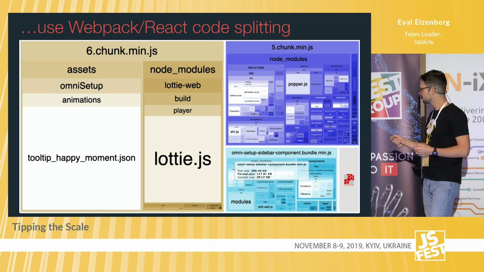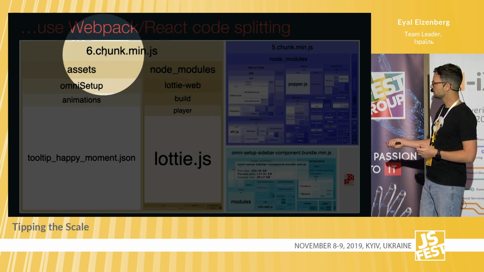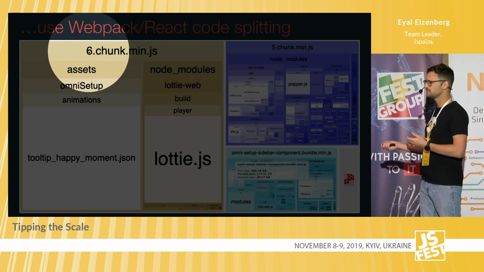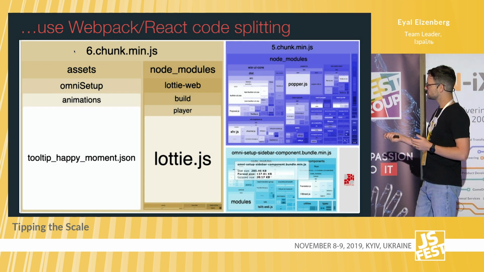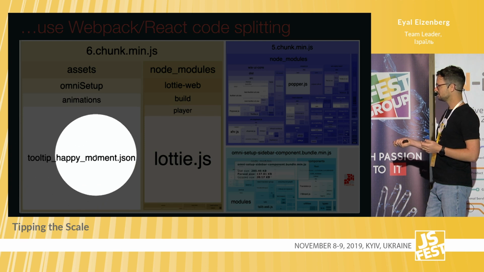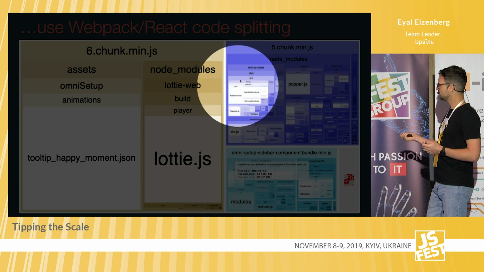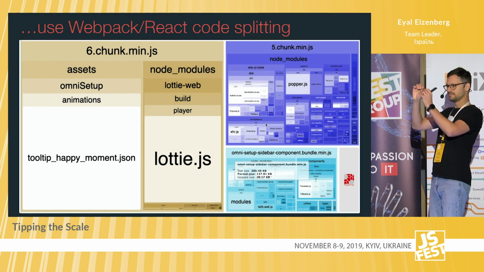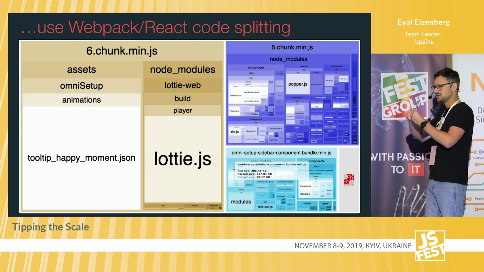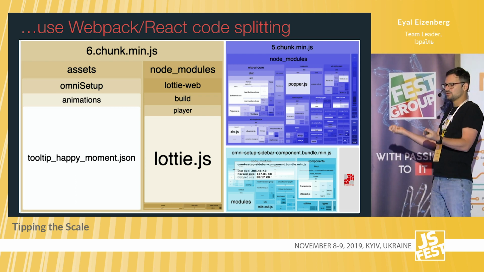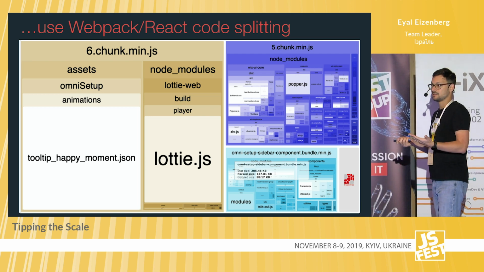So you can see here, it's the same bundle, Omni Setup Sidebar, but now it has 2 more chunks, and the number is just randomly generated by Webpack. Basically, all this chunk has is that JSON file and Lottie. And this chunk over here is about the entire tooltip, because this progress bar only appeared on certain conditions. So there was no point in fetching all the bundle together, because maybe the tooltip won't be shown at all.